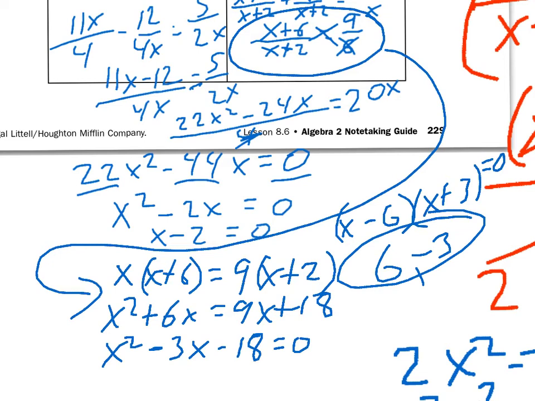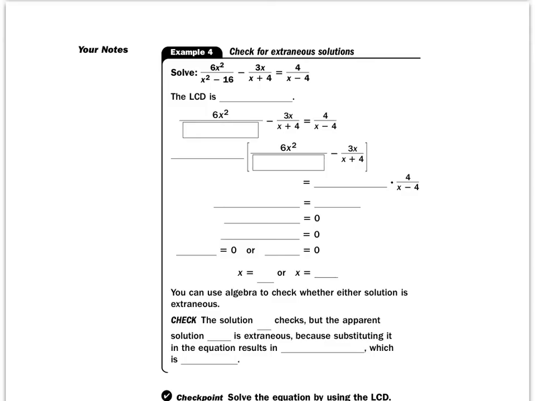Whew, that was a tough one. All right, on to our last page of notes. So here we are, example 4. A nasty, nasty beast of a problem. It's got everything that you could imagine.